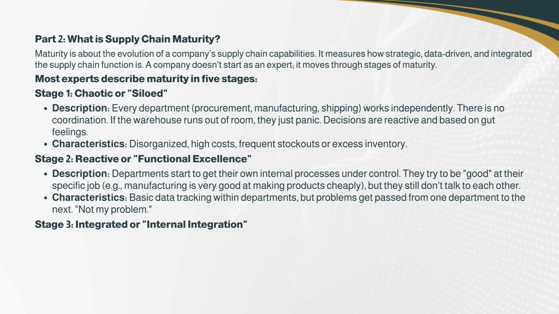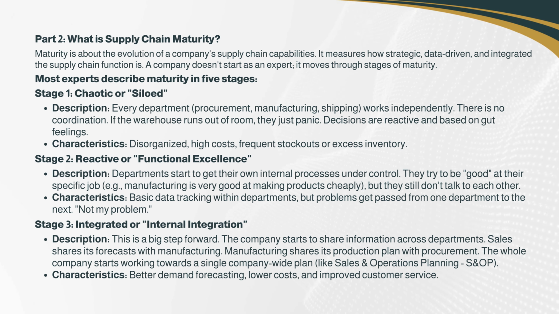Stage 3. Integrated or internal integration. Description: this is a big step forward. The company starts to share information across departments. Sales shares its forecasts with manufacturing. Manufacturing shares its production plan with procurement. The whole company starts working towards a single company-wide plan, like sales and operations planning, S&OP. Characteristics: better demand forecasting, lower costs, and improved customer service.